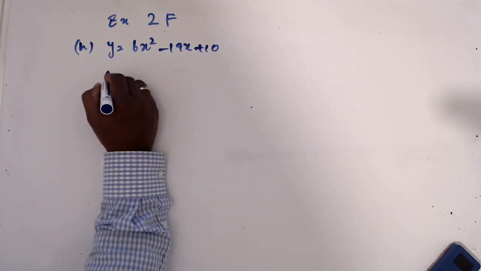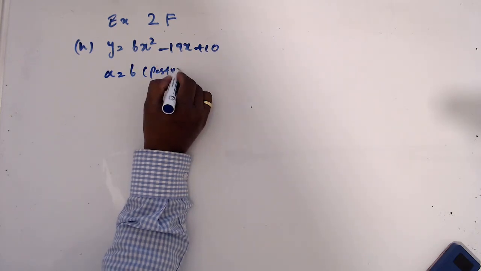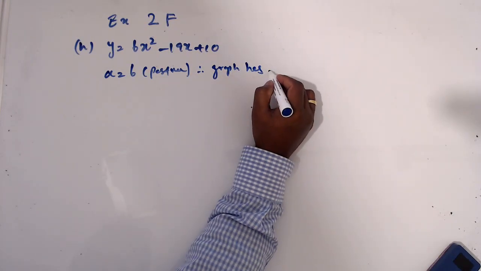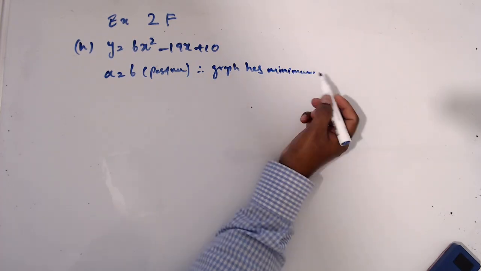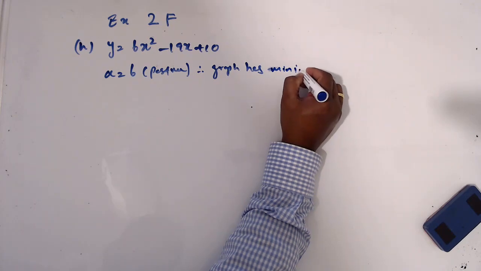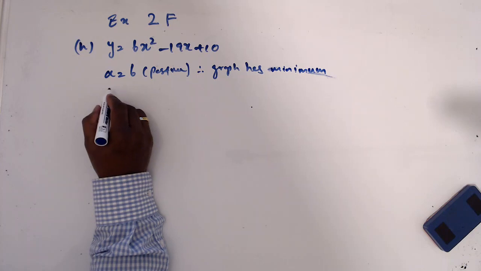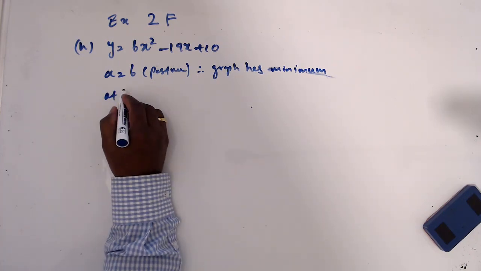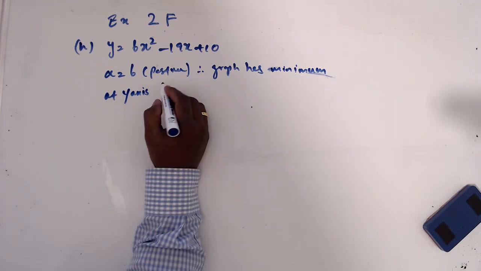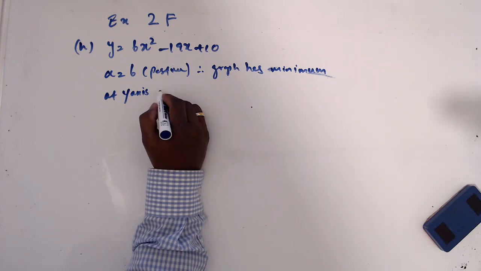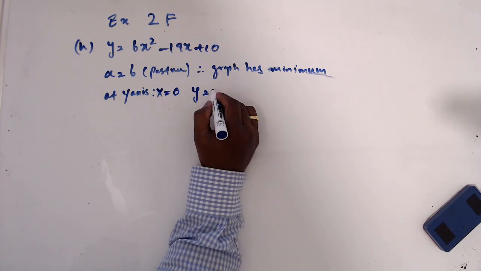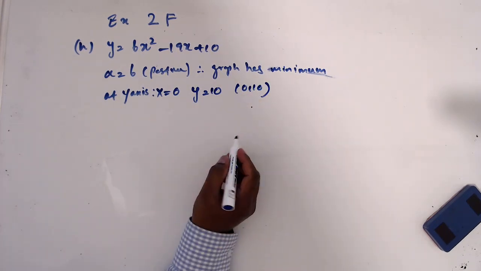Question H. A is 6, positive, so the graph has a minimum at the y-axis. X equals 0, so y equals 10, so 0, 10.